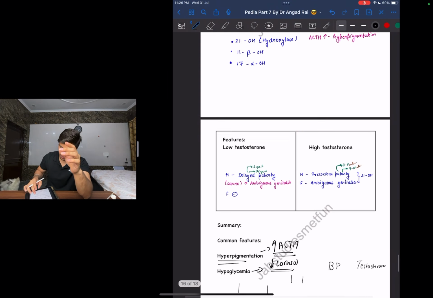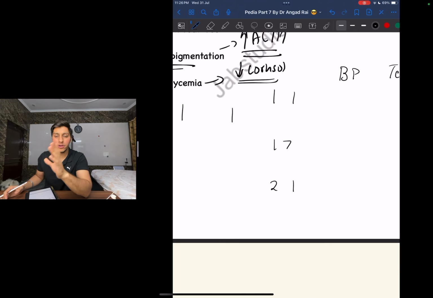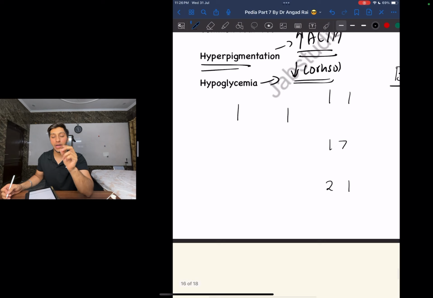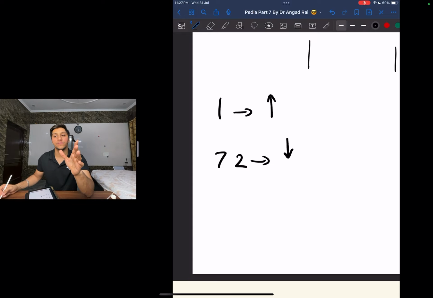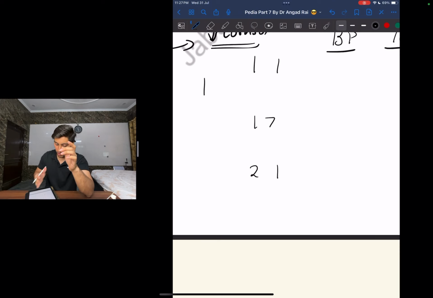The other way is remember this mnemonic, which is the best thing for you to do. As I told you, there are three common deficiencies: 21, 17, and 11. And we are talking about two factors. One is going to be your blood pressure, and one is going to be your testosterone. What I want you guys to remember in this trick is, wherever the number 1 is there, that side it is going to increase. Any other number than 1, in this case it will be 7 or 2, that value is going to decrease. You're having 2 digits here, right? In each: 11, 17, 21.